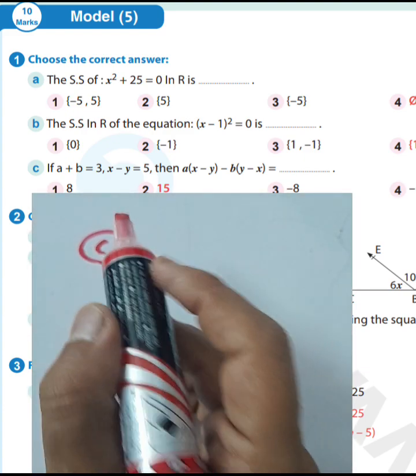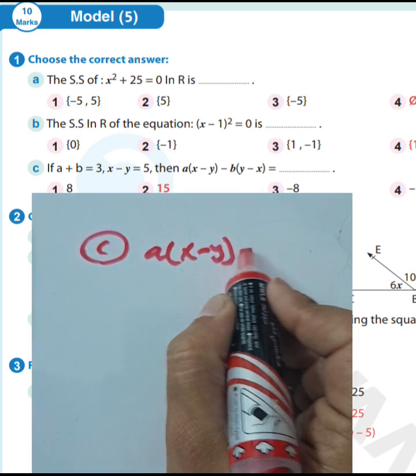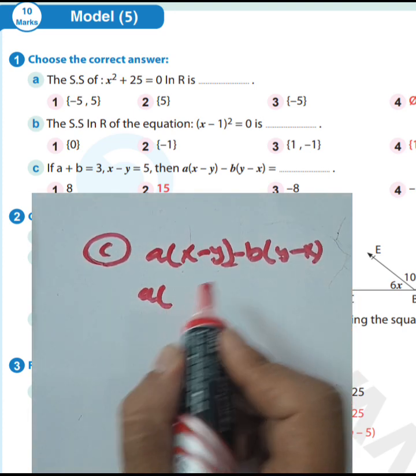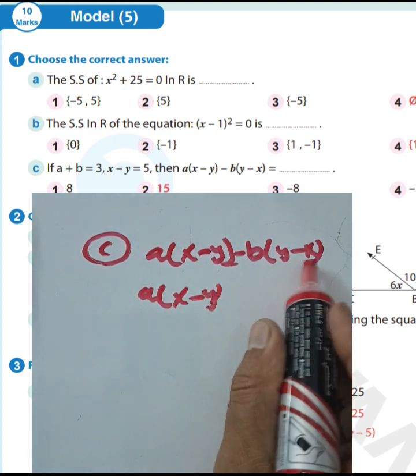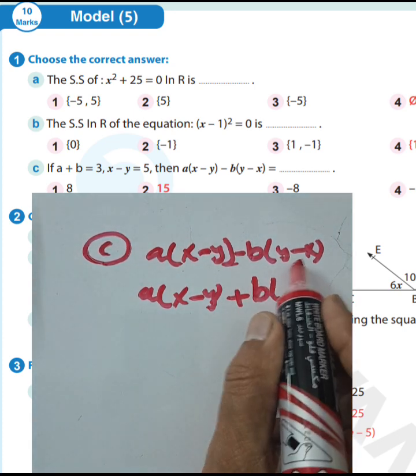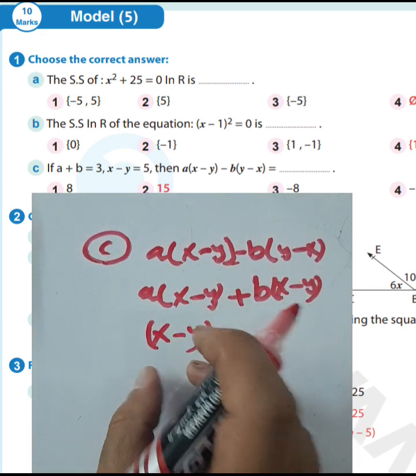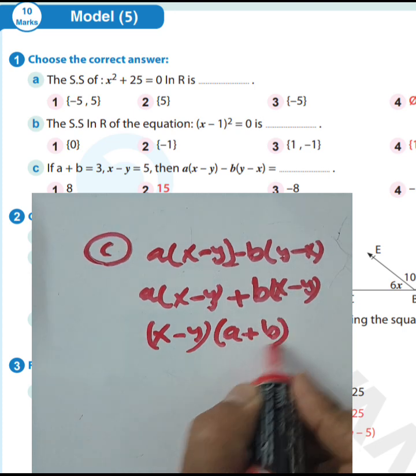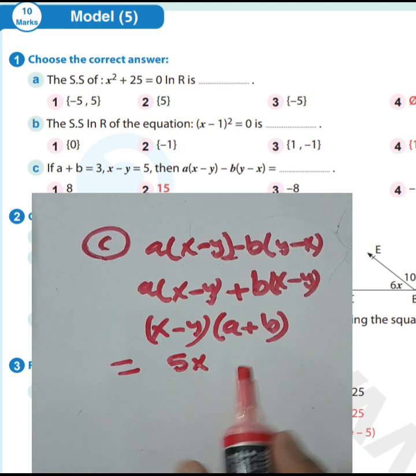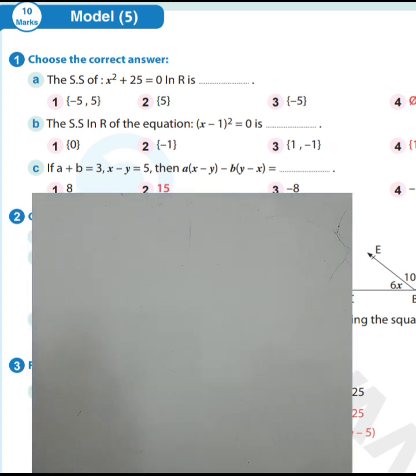Question letter C. If a plus b equals 3 and x minus y equals 5, then a product by x minus y minus b product by y minus x. We can change the sign here by writing negative as the common factor between the two terms, negative times negative equals positive, and change x and y, write x minus y, and then write x minus y as the common factor between them, and the remainder here a plus b. He gives us x minus y in the example was 5 and a plus b was 3. 3 times 5 equals 15. Then the result here will be 15.